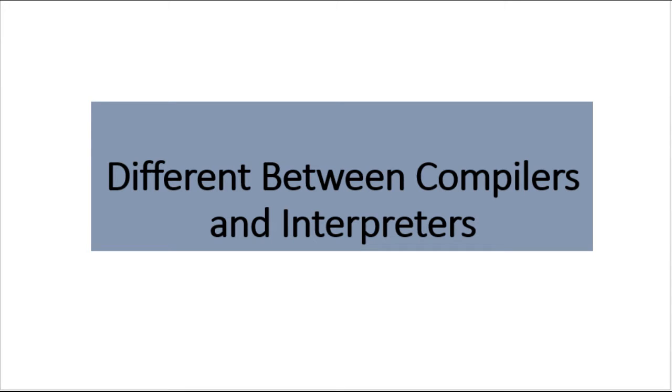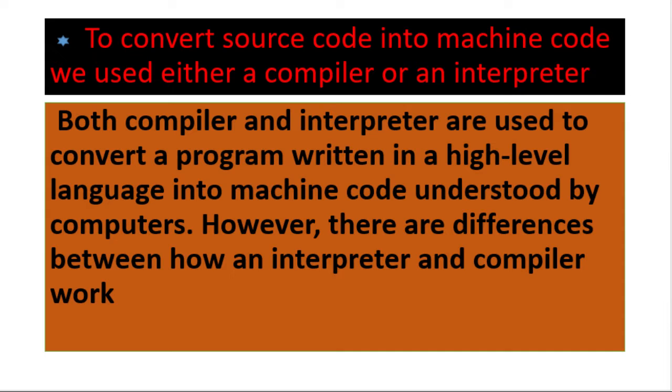Difference between compilers and interpreters. To convert source code into machine code, we use either a compiler or an interpreter. Both compiler and interpreter are used to convert a program written in a high-level language into machine code understood by computers. However, there are differences between how an interpreter and compiler work.